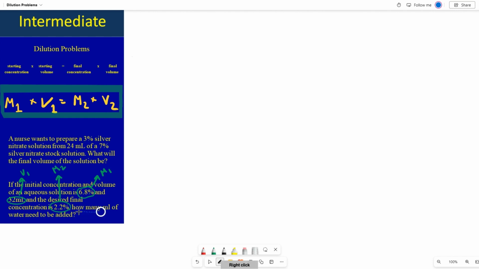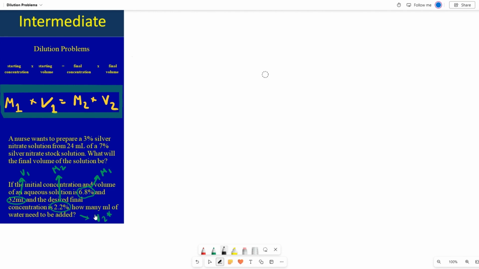Now be very mindful of how this is written here. How many milliliters of water need to be added? It's not actually asking you for the final volume. It's asking you for how much water needs to be added. So I'm going to put down here, we're going to solve for V2, but I'm going to put a star next to it because that's not really what the problem's asking us to find. But we need to use V2 to get to our final answer. So that's why I put a little star next to it.